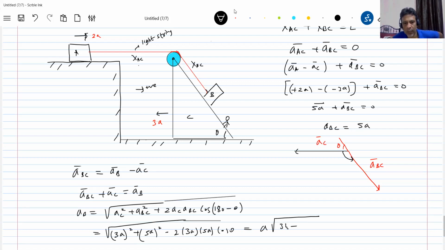34, so 3, 15, 15, 30. 30 cos theta. This is the acceleration of B. What about direction? How to give the direction? The direction should be between AB and AC should be there, no? So somewhere what happened, the block B, it should be, this is some alpha.